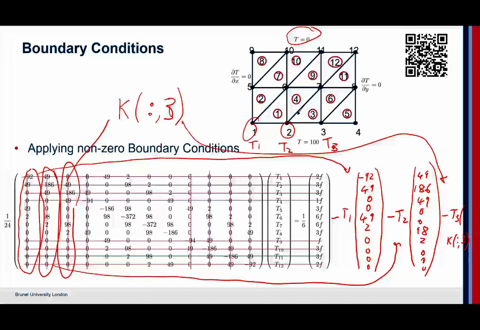And bear in mind that in this case we've set T3 equal to 100, but you could then set that to whatever value you wanted to. Yeah, does that make sense?